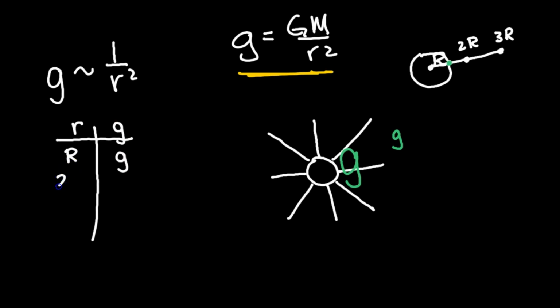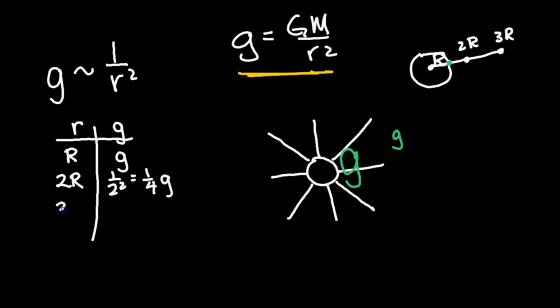Let's say that we go twice the distance, 2r. So at 2r, if we plug in a 2 here, what happens to that 2? It gets squared. So 1 over 2 is squared, which gives us 1 over 4. So the gravitational field is 4 times less, or 1/4 what it was before on the surface of the planet.